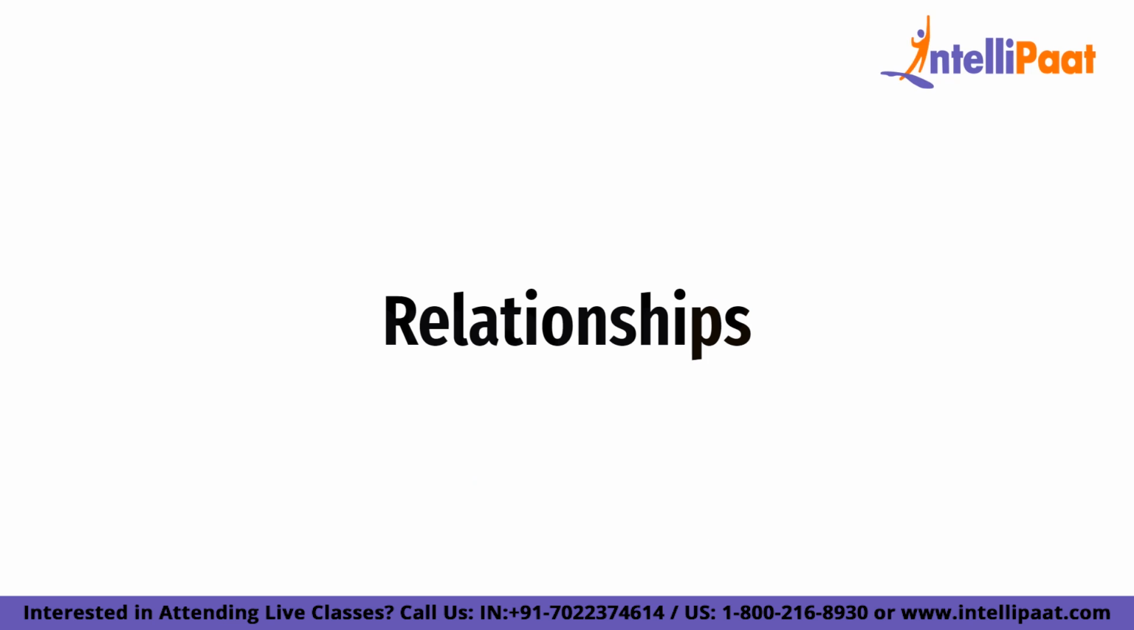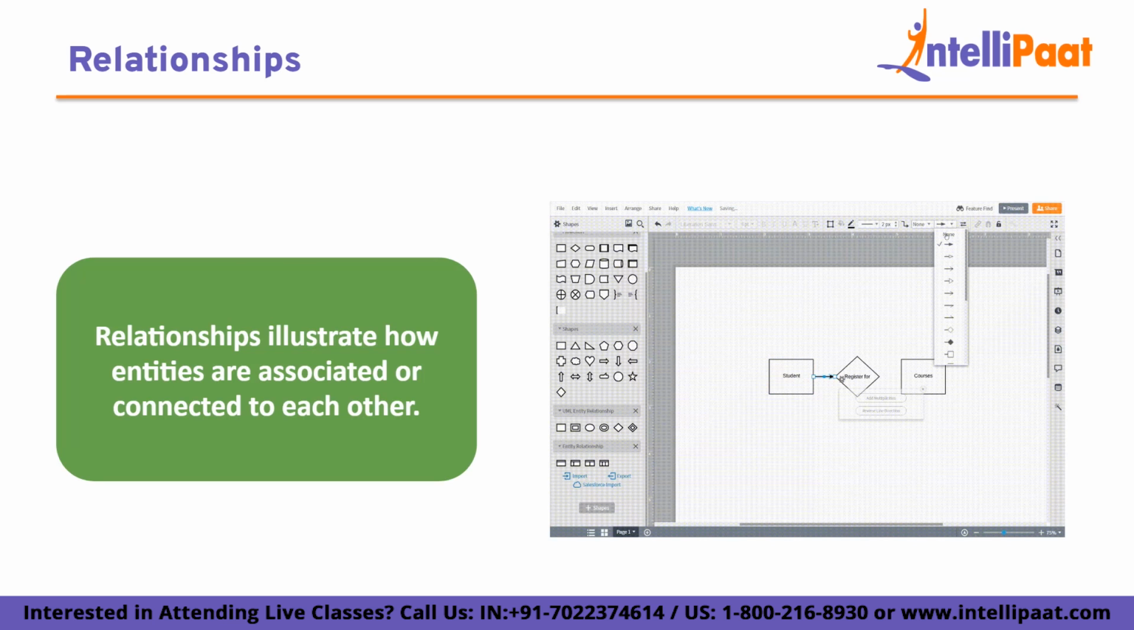Let's get through our second agenda, that is relationships. Relationships illustrate how entities are associated or connected to each other. They describe the interactions or associations between entities. Relationships can be one-to-one, one-to-many, or many-to-many. For example, a student entity can be related to a course entity through an enroll relationship, indicating that a student can enroll in multiple courses and a course can have multiple students.